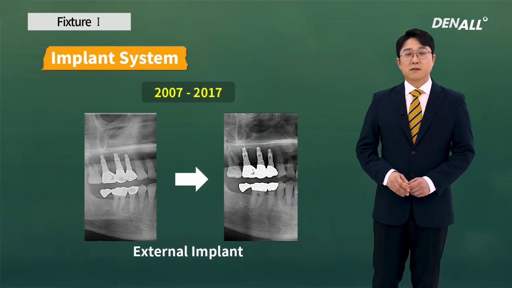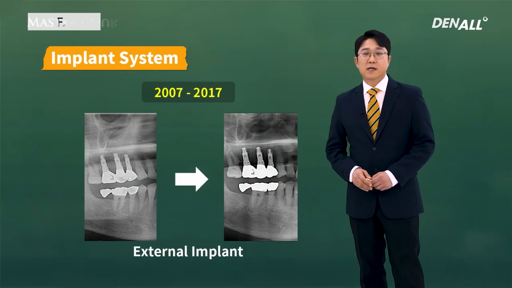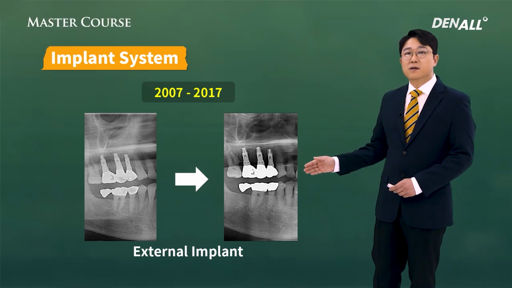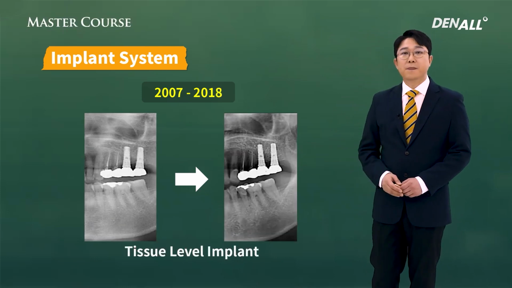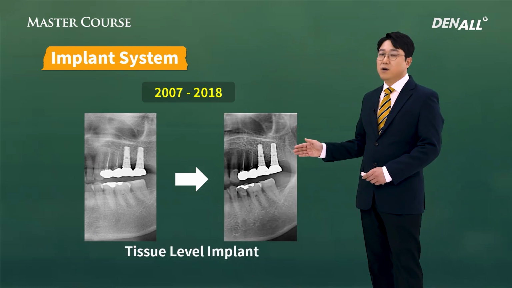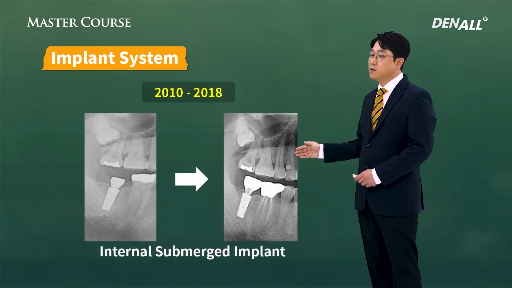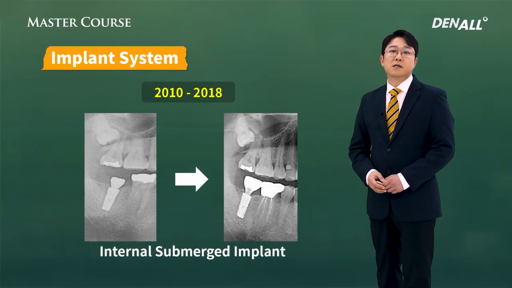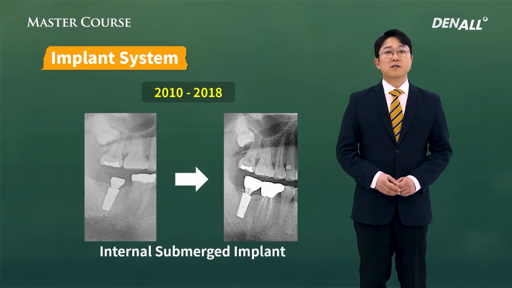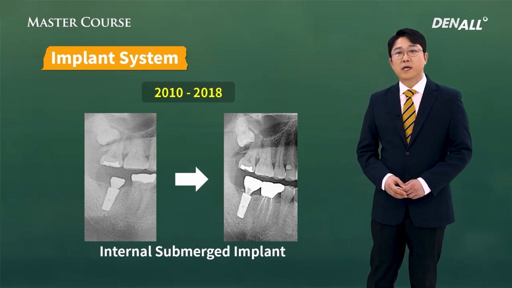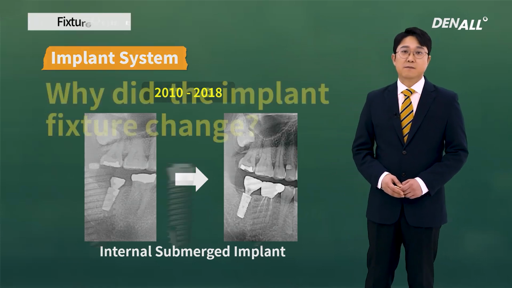What type of implants do we need to use? If you use them appropriately, they can last for a long time. External type, tissue level type implant, internal submerged type implant. So as you can see in the cases, whatever the design may be, if you use it appropriately, they can be maintained pretty well.